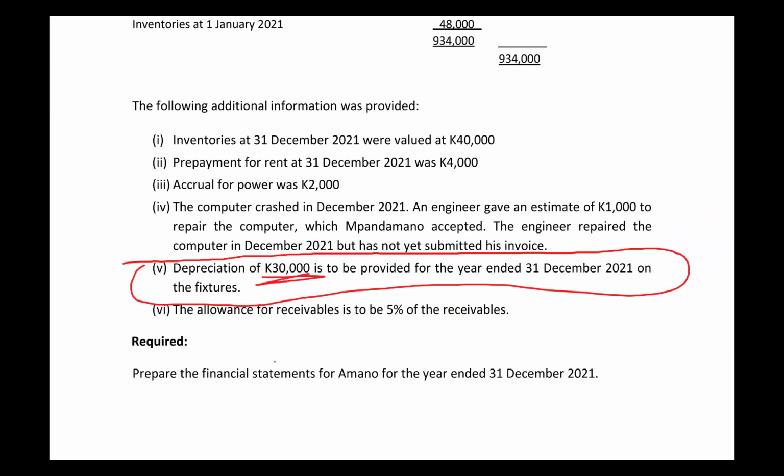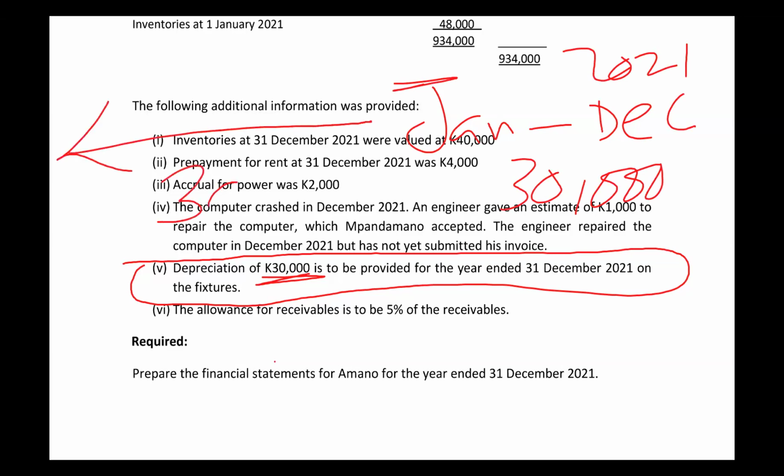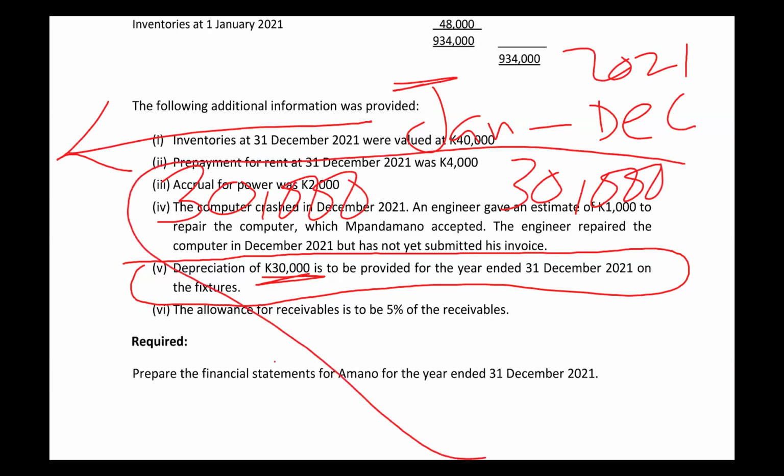So now here, we are not calculating. They've already told us that the depreciation is provided at the end of 31st December 2021 as 30,000 on fixtures, which means from January up to December 2021, this asset lost 30,000. Then from the time we acquired it up to 1st of January, it had lost already 30,000. So when you go to the balance sheet, you add them together. This is called the total depreciation.